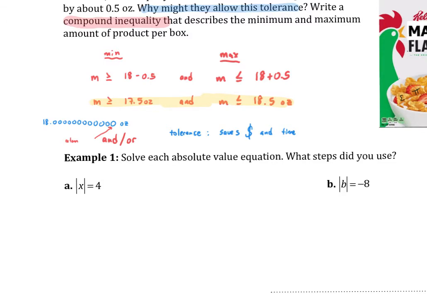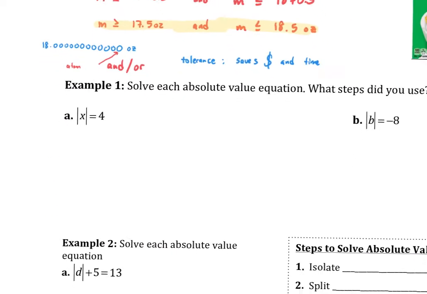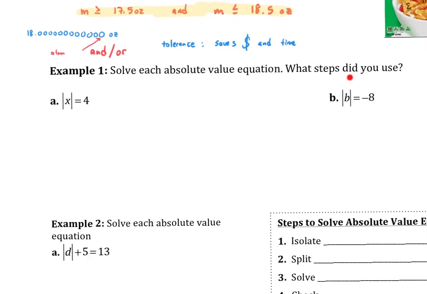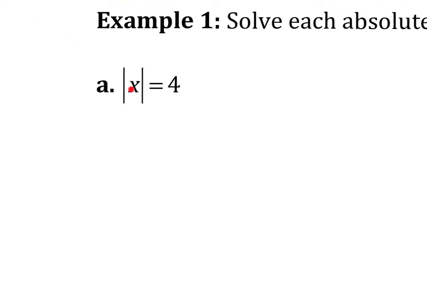So we're going to look at today called absolute value equations. And in the next video we'll look at inequalities. So we're going to solve each absolute value equation. And what steps did you use? So think about this one right here. The absolute value of x is equal to 4, which means there is a number that when you put this in, you get 4. And some of you might say, oh, I know that one. That is quick. X is 4.